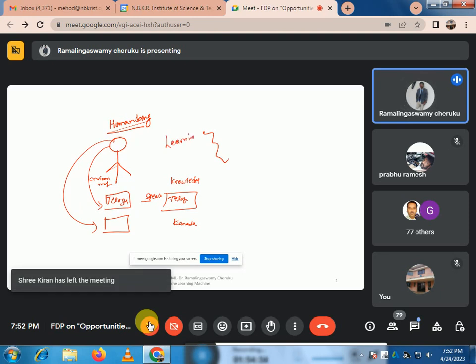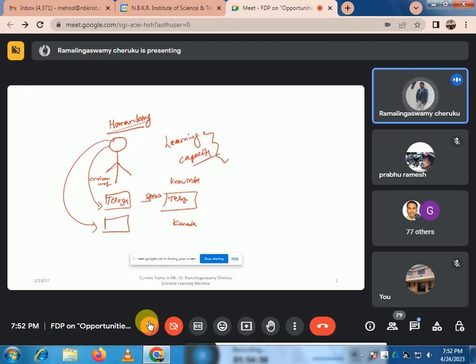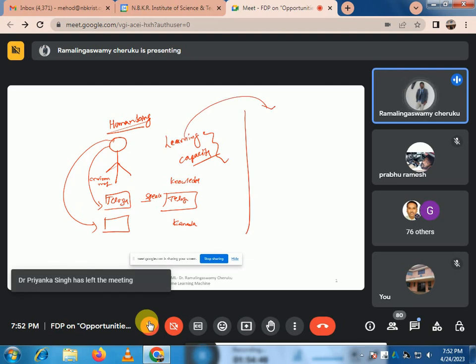You are learning AI and ML because you are capable of learning. You have a learning capability. The question is why we require this learning. Yes, we have a learning capability, but why do we require it?